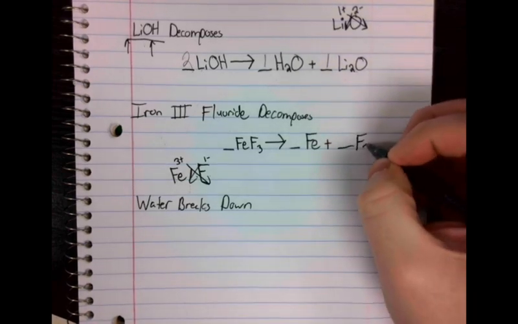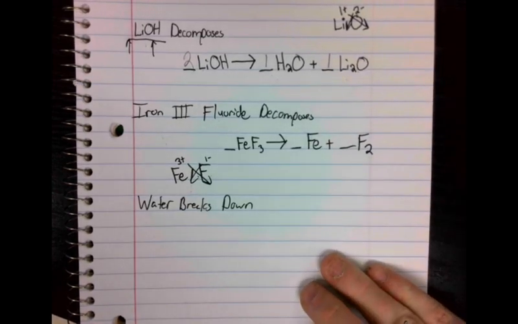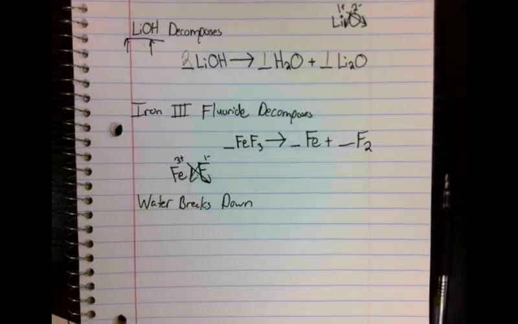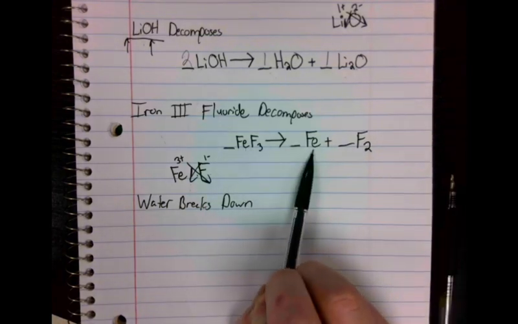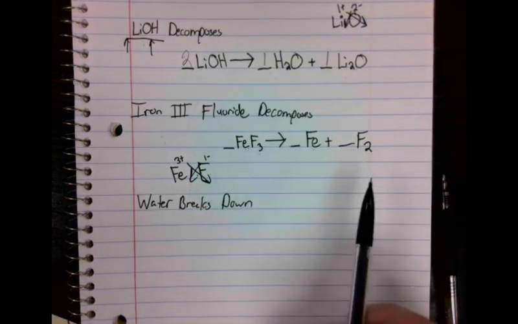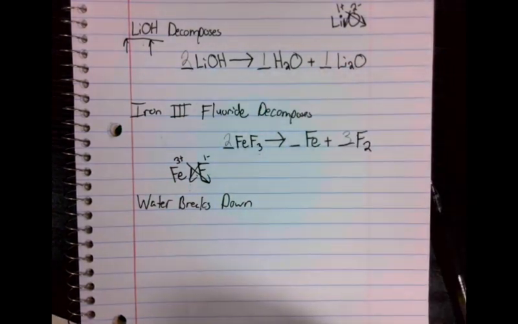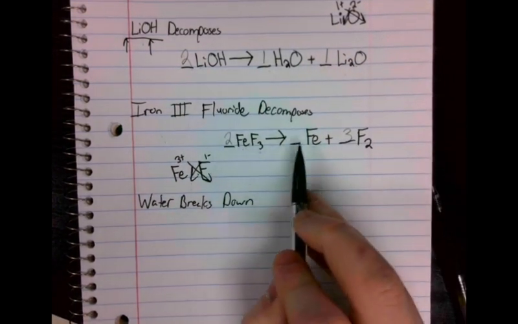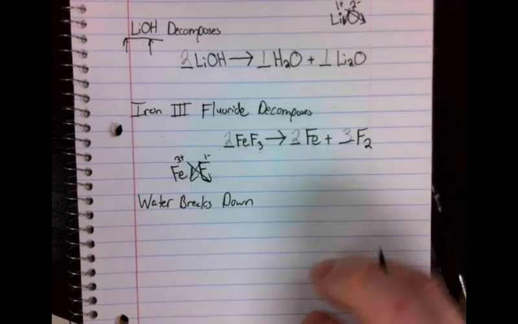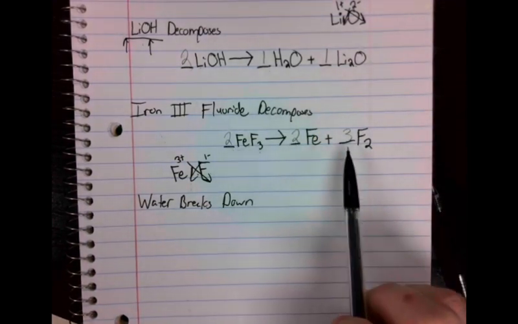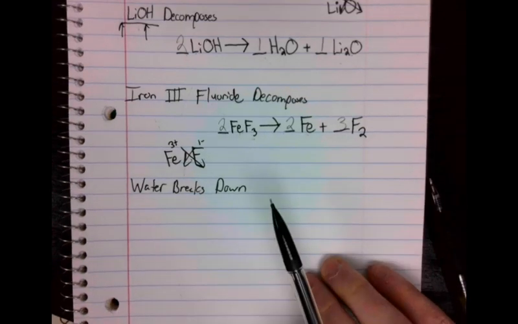So we want to make sure that when F is by itself, we put it as F2 unless we have a very good reason not to, and we don't in this case. Then we get to go through and we get to balance. We have 1 Fe, we have 1 Fe, we have 3 Fs, we have 2 Fs. I'm going to have to go with the least common multiple here, so I'm going to have to do 2 and 3. Then I have 2 Fes, I have 1 Fe. I'm going to put a 2 out front. And then just to double check, nothing goes into 2, 2, and 3.